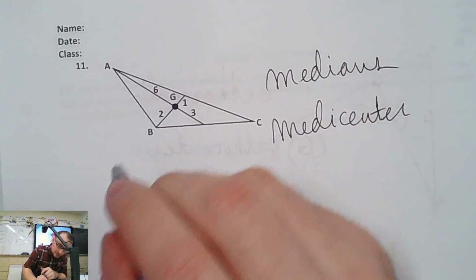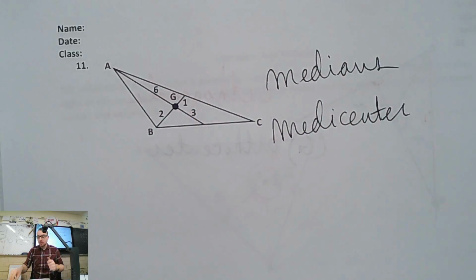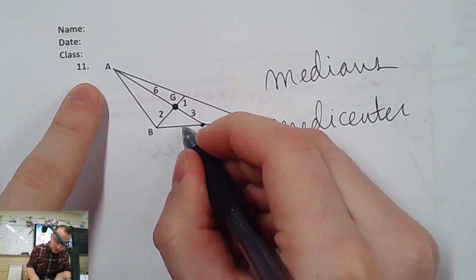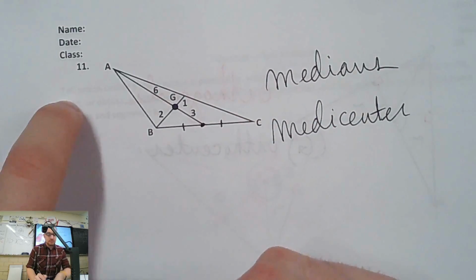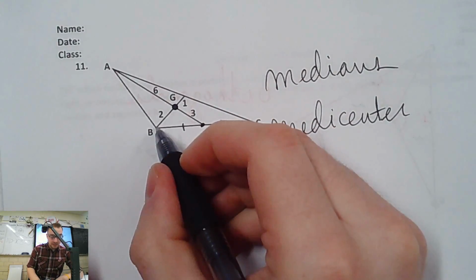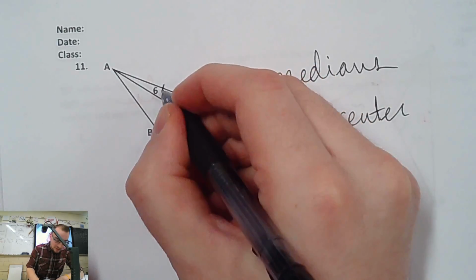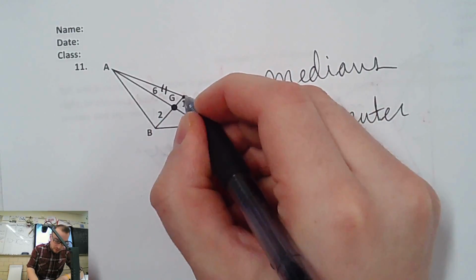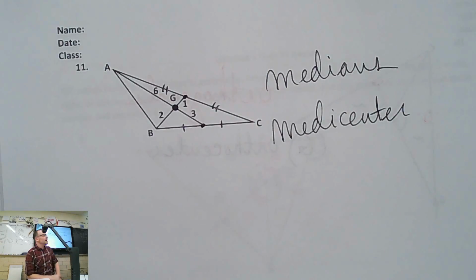Okay? And so notice it's a 2 to 1 ratio. So now, medians. They're vertex to what? Midpoint, which means this must be a midpoint. So mark it as such. Vertex to midpoint, right? If they're medians, they have to be. So this must be a midpoint as well. And of course, the 2 to 1 ratio they already gave us, right?